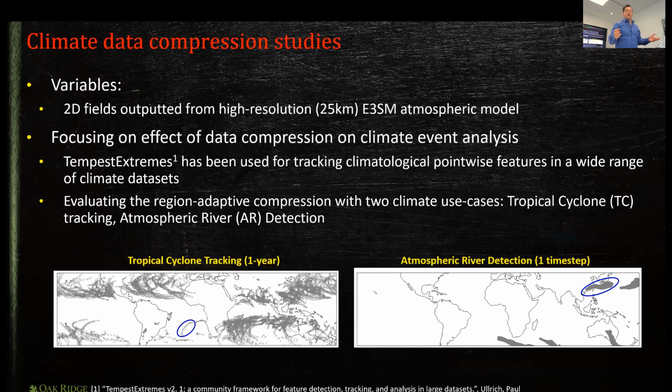Now, through this, we said, again, we're going to track. We have lots of variables coming out of the code. We're going to look for two very important events: one for tropical cyclones and the other for atmospheric rivers.